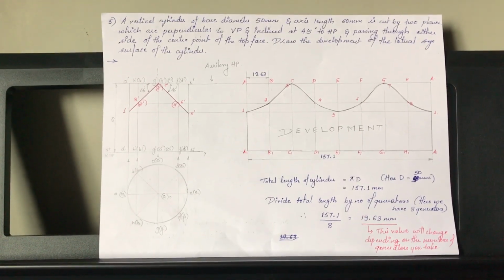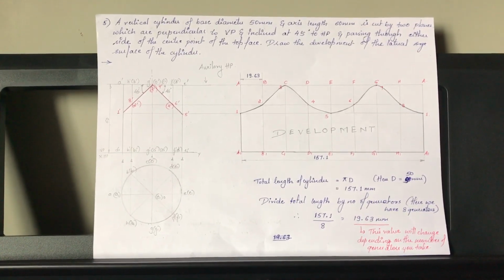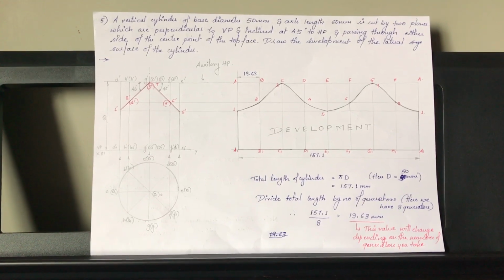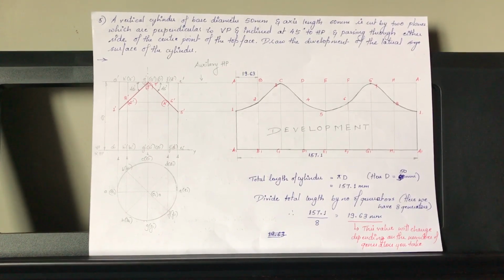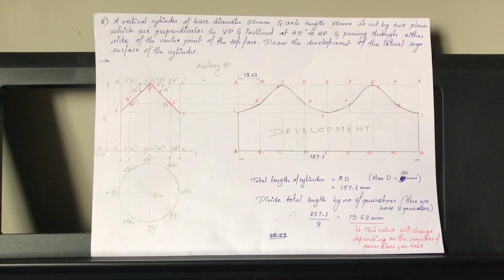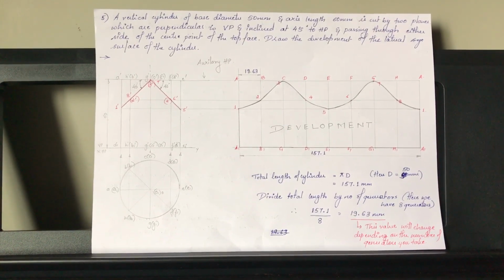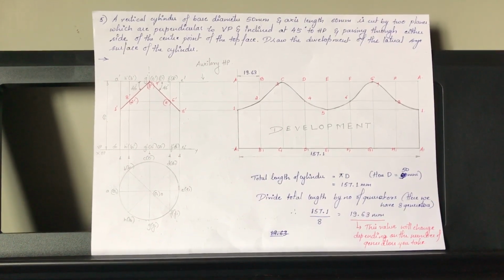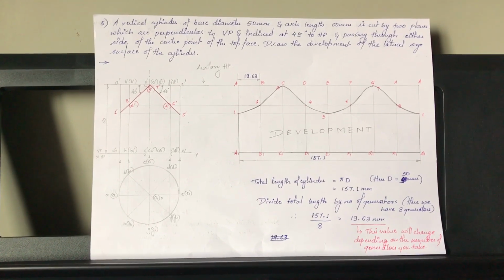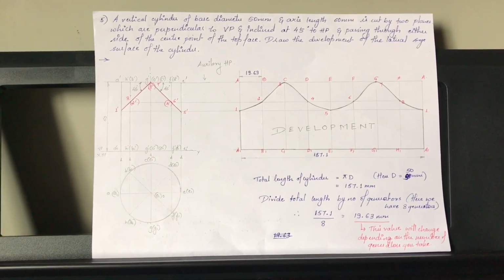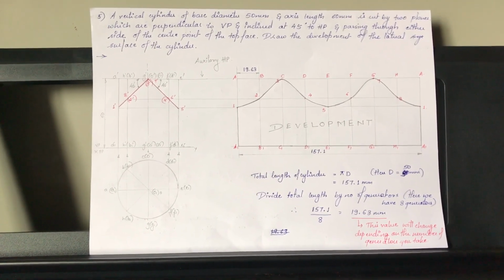Okay, let's proceed with the next problem. A vertical cylinder of base diameter 50 mm and axis length 60 mm is cut by two planes which are perpendicular to VP and inclined at 45 degrees to HP, passing through either sides of the center point of the top face. Draw the projections of the lateral surface of the cylinder.